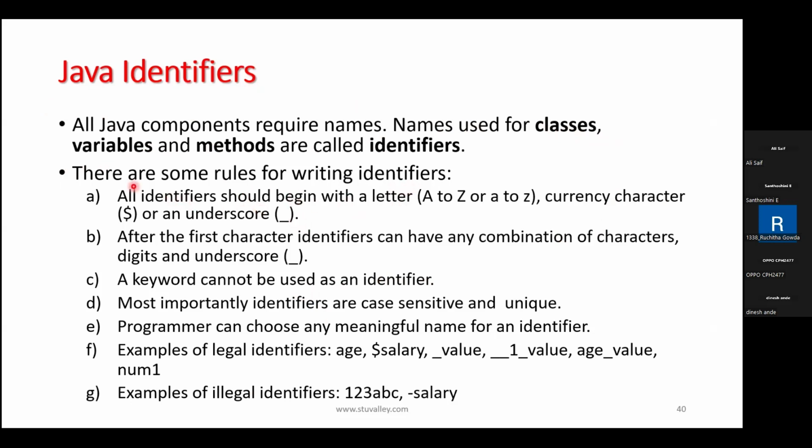So a Java identifier has some rules. The first rule is that it should always start with a letter, कैपिटल A to Z or small a to z. ठीक है, it can start with a currency character or an underscore. Apart from this, you cannot use numbers or special characters to start an identifier. ठीक है, ये rules आपको बहुत important हैं while writing any program or application in a company also. So these rules need to be clearly understood.